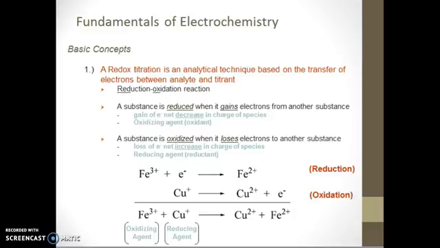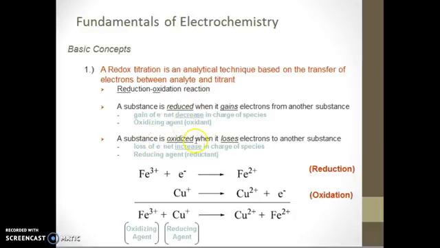A redox reaction is an analytical technique based on the transfer of electrons between an analyte and titrant. It is generally termed as reduction and oxidation reaction. A substance is reduced when it gains electrons from another substance. Gain of electrons or net decrease in the charge of species. It is also called as oxidizing agent or oxidant.